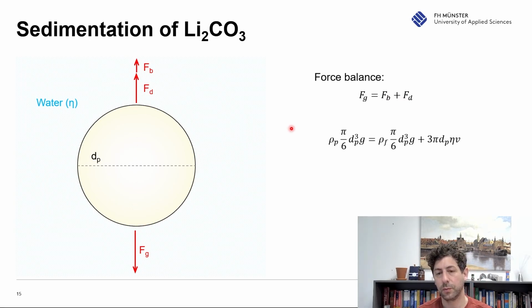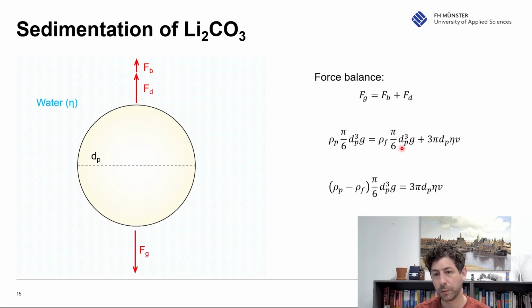Then we just have to put the numbers into the equation. We know what Fg is, we know what Fb is, we know what Fd is, and we put it in here. And the question I had is, how long do we need to wait, or what is the settling velocity? So basically we are aiming for this variable, right? We want to know the velocity. And therefore we reshape the equation.